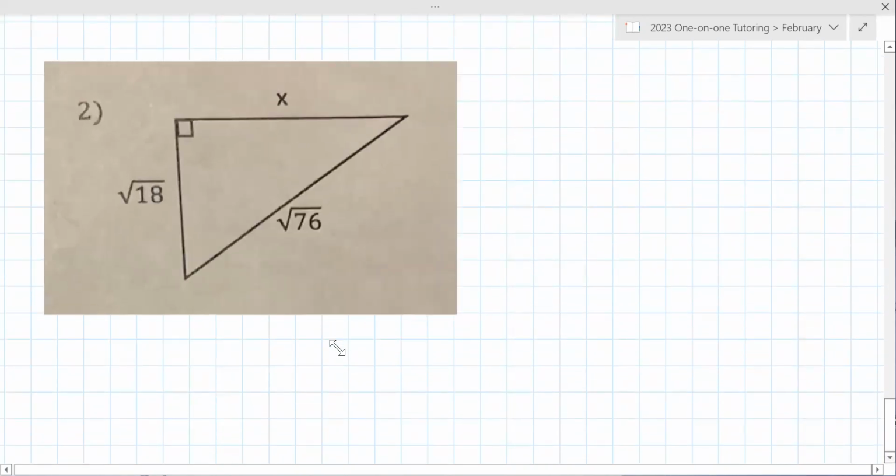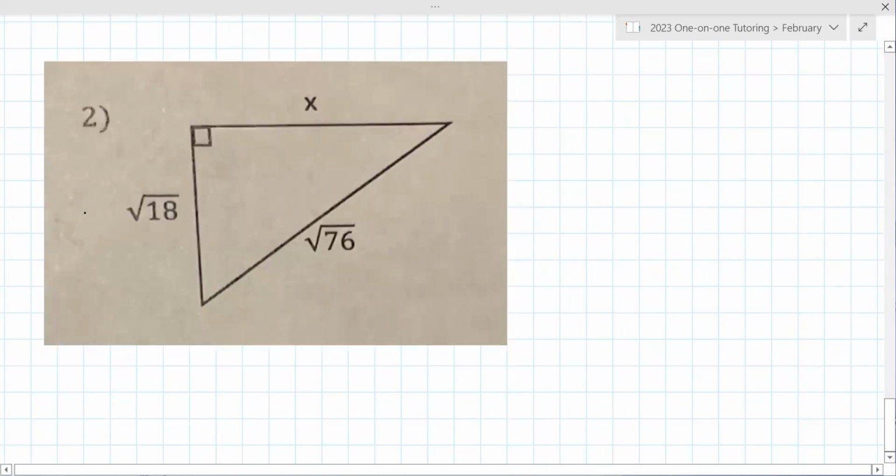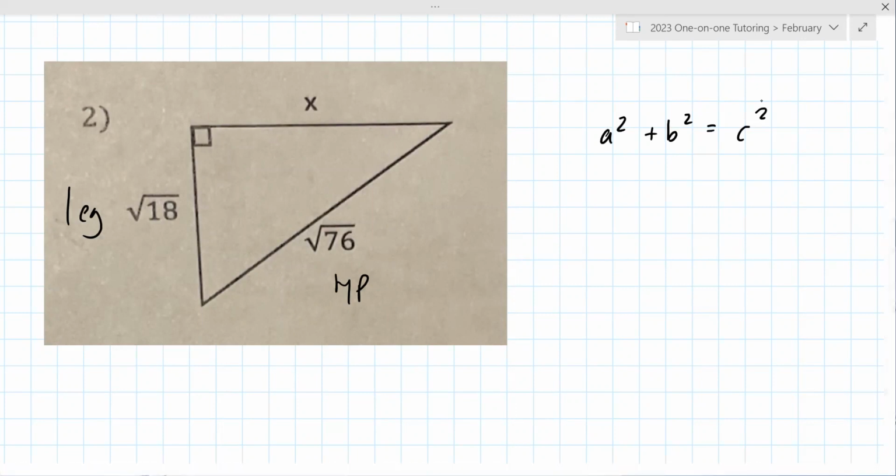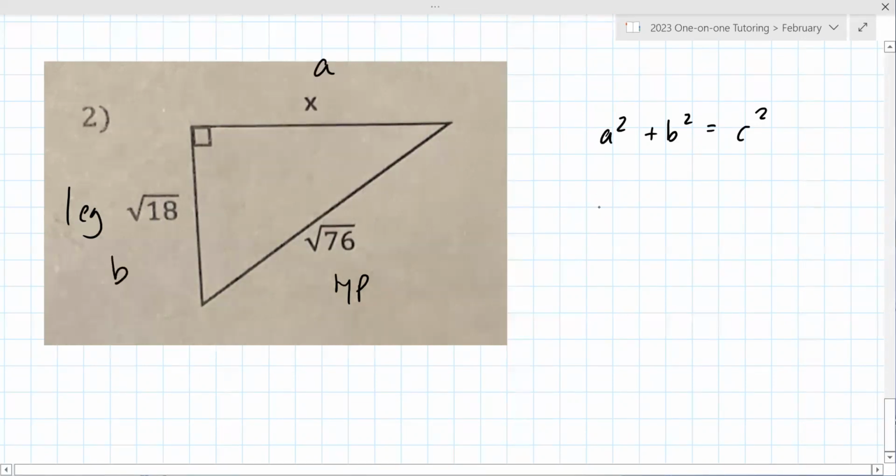Okay, so this time they're giving you the leg and the hypotenuse. A squared plus B squared equals C squared. Is that okay? Yeah. So A, we're just going to call X, and B. So it's X squared plus the square root of 18 squared equals the square root of 76 squared.